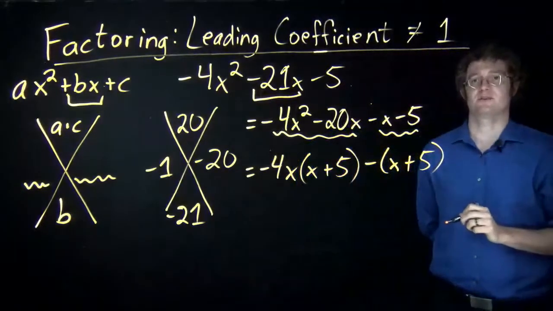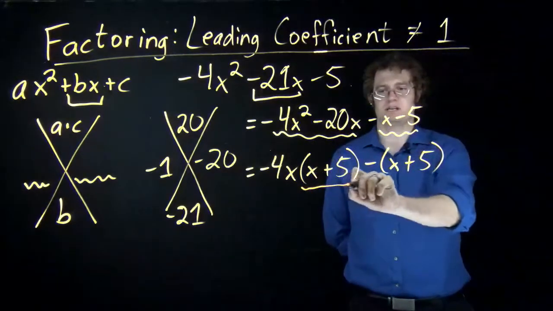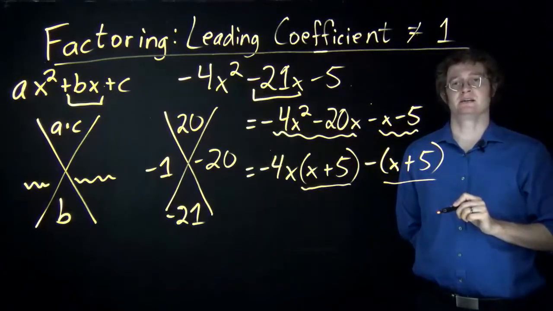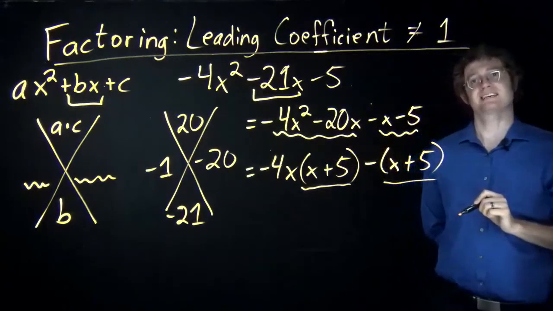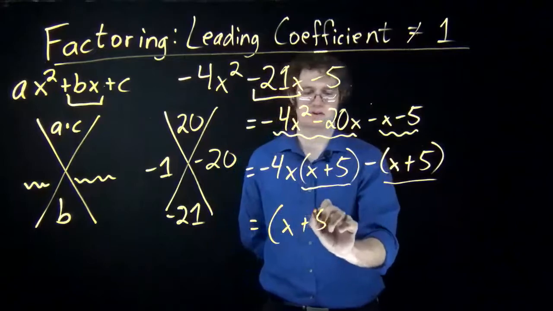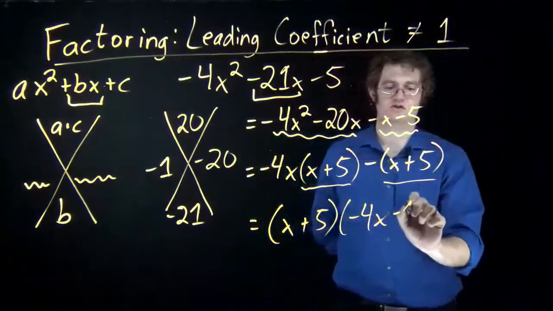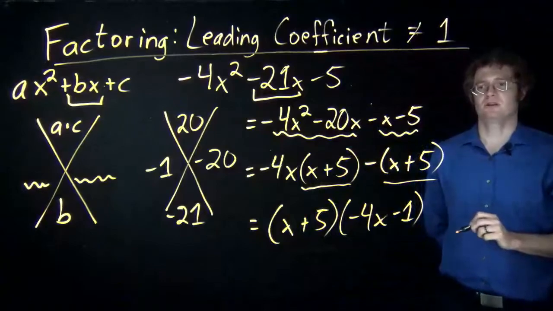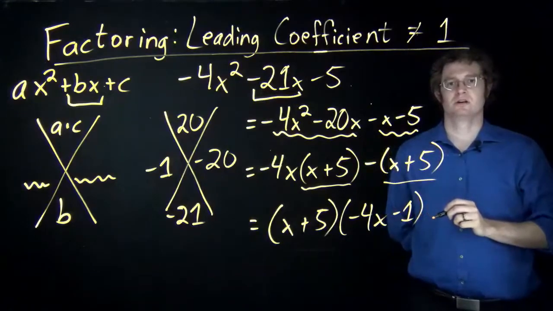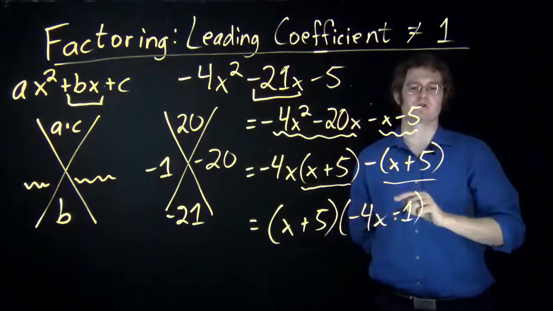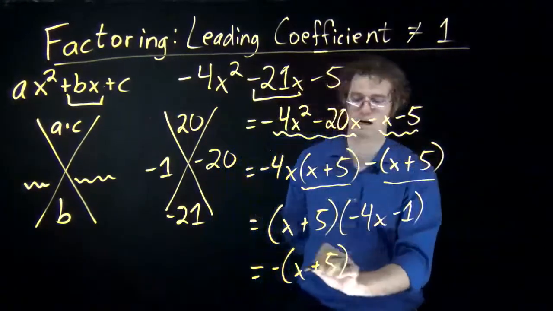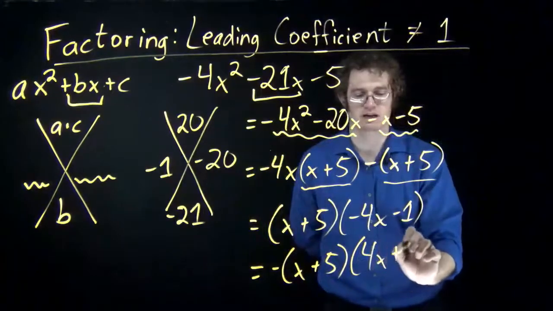Well, this is great because I now have x plus 5 terms in each of my results. Therefore, I can factor out x plus 5 as the overall greatest common factor. So x plus 5, and then whatever's left over is minus 4x minus 1. But we're not quite done because we should check to see if we have any more factoring that we can do. And it looks like there's one more greatest common factor here of a minus sign. So I'll take that minus sign just out front. So I have minus x plus 5 times 4x plus 1.